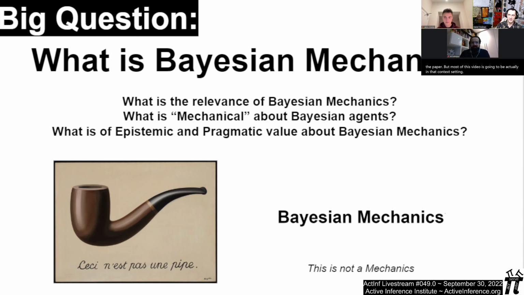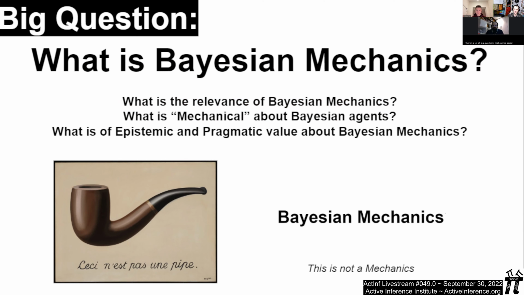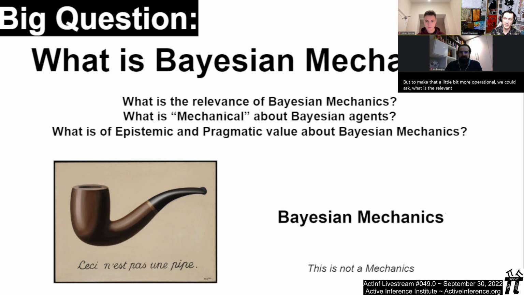There's a lot of big questions that can be asked, and one of them is quite simply, what is Bayesian mechanics? But to make that a little bit more operational, we could ask, what is the relevance of Bayesian mechanics? What is mechanical about cognitive science? Are we talking about physical mechanisms underlying cognitive agents, or are we talking about something else? It's the second. What is of epistemic and pragmatic value about Bayesian mechanics?